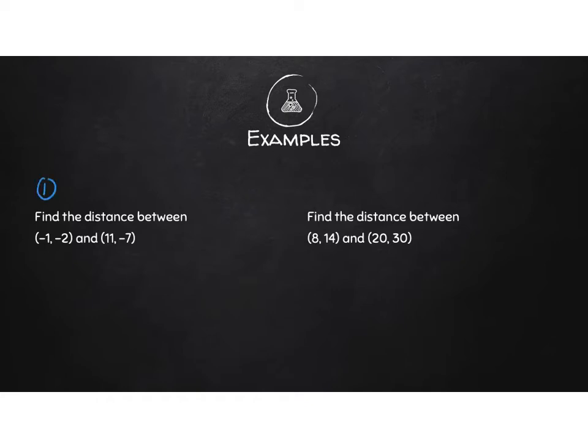Our first example here: find the distance between these 2 points. So if we remember our distance formula, we're going to take the square root. We need to do the change in x's, so x2 minus x1 squared, plus y2 minus y1 squared. I like to label my points. Let's call this point 1, so x1 and y1. Then we have x2 and y2. That just helps me when I go to substitute.